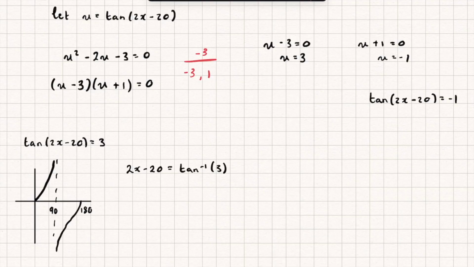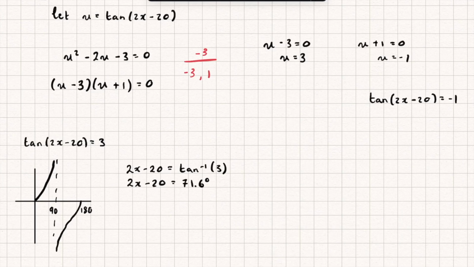I'm just writing this out so you can clearly see everything that I'm doing. So inverse tan of 3. On my calculator, that gives me 71.6 to 3 significant figures. So 2x minus 20 is going to equal 71.6 degrees. From here, I can now solve to make x the subject, because remember with tan, within each period, there's only ever going to be one solution, so you don't need to search for the other one.